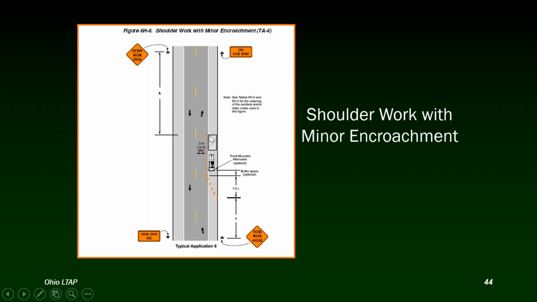Or maybe this is a really important 2-lane road and you don't want to take the lane. You want to strive to maintain traffic in both directions. So this typical application exists so that you can still consider two-way operation.